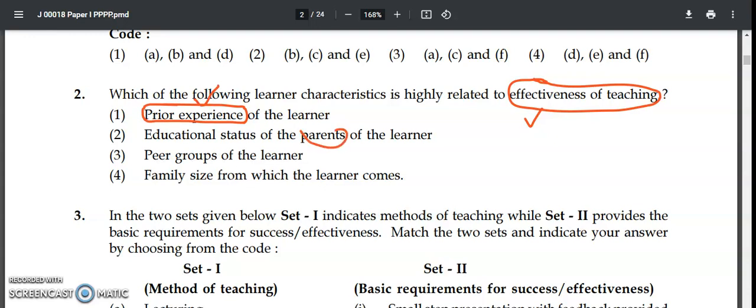Next, educational status of the parents of the learners. There is no relation here. So many rickshaw puller sons and daughters are becoming IAS officers, right? So there is no relation here. So we can take option 2 as a wrong one.